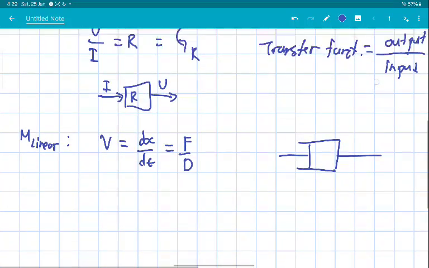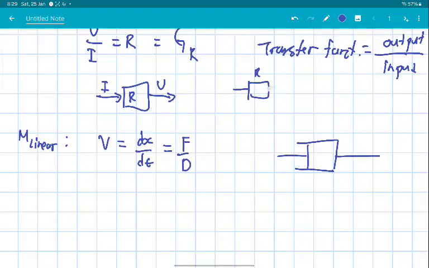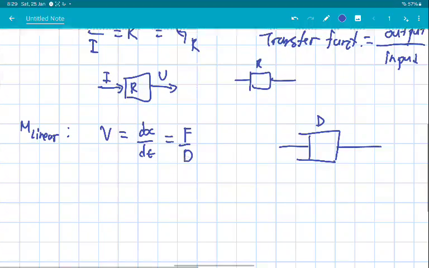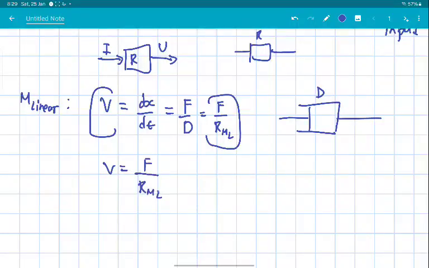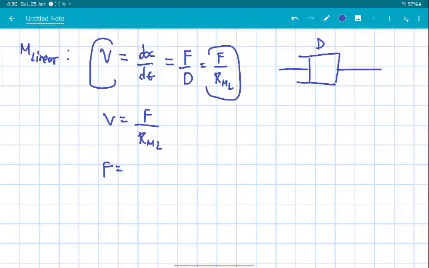So in this damper, which is like a resistor, we call this R, and this is equal to D. Depending on what your professor gives you, instead of D you may get R_ML, which is your mechanical linear resistance. And from this, when we bring this together, we get v equals F over R_ML. So F is equal to v times R_ML, a product of v and R_ML.